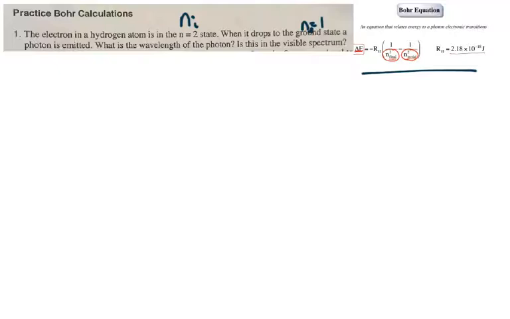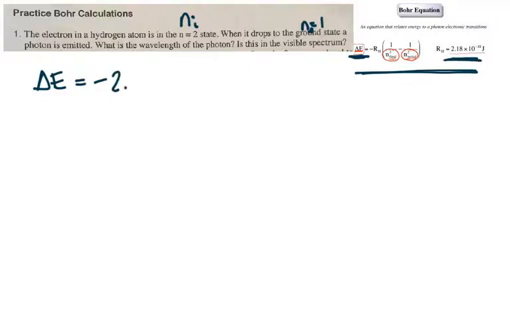Well, I know from this equation I can't get wavelength, but I can get energy. And then I know from my other equations I can use energy to find wavelength. And then I can look at it on the electromagnetic spectrum. So here, where it says delta E, that's what I'm trying to find. And then it says negative R. So R is my constant, the Rydberg constant.